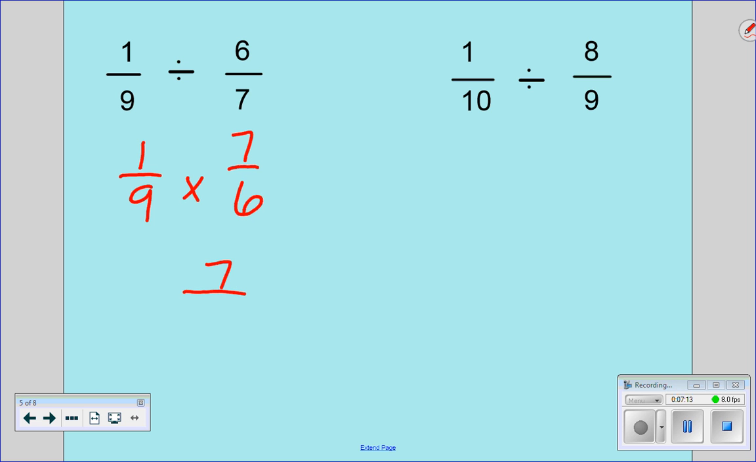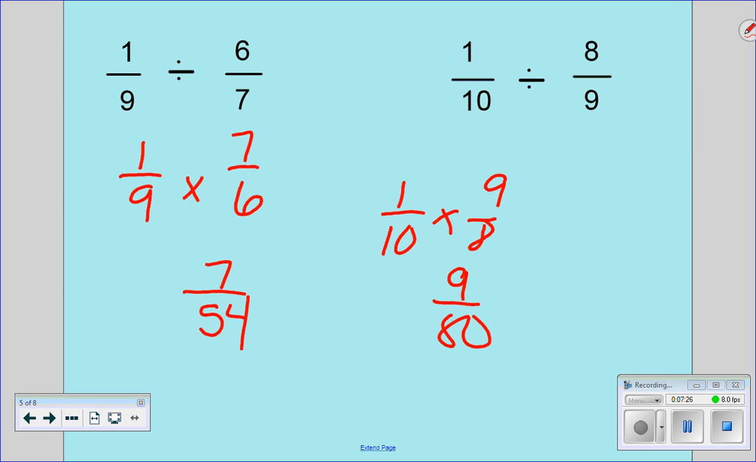7 over 9 times 6 is 54, right? 7 over 9 times 6 over 10... and then this would be 1 over 10 times 9 over 8, and you should get 9 over 80, and I don't believe you can reduce that. That's it.